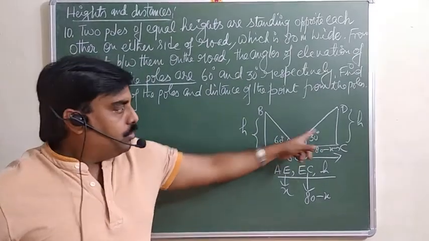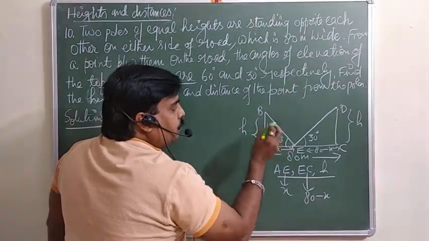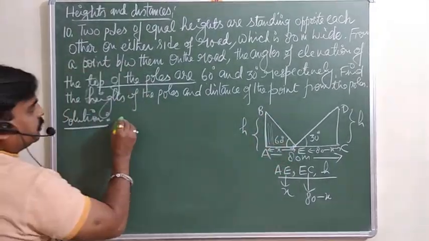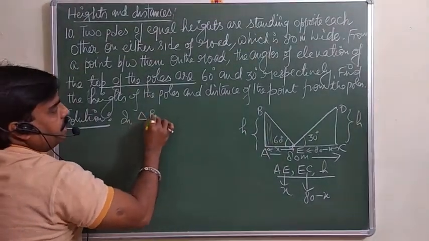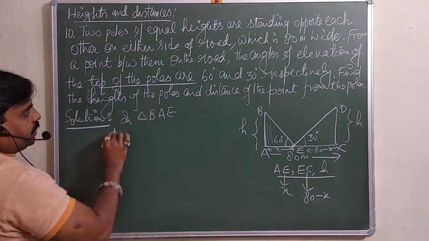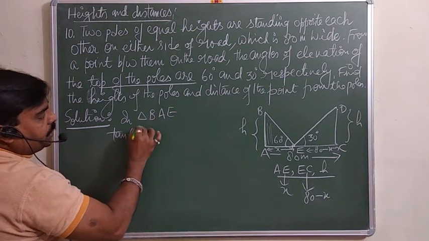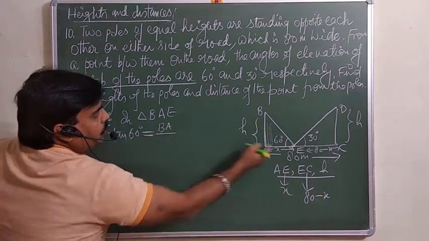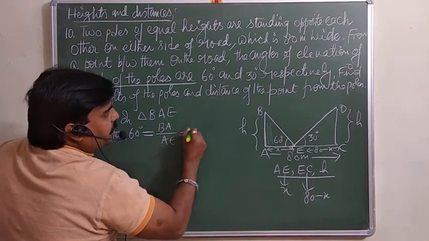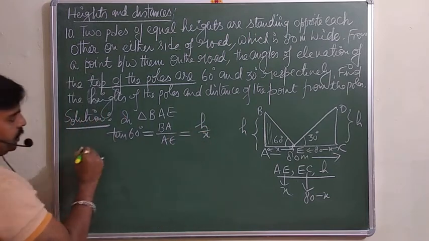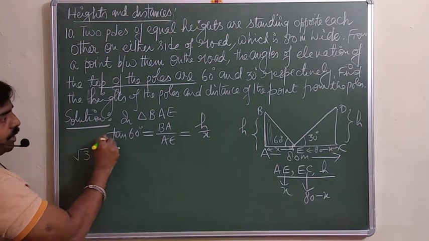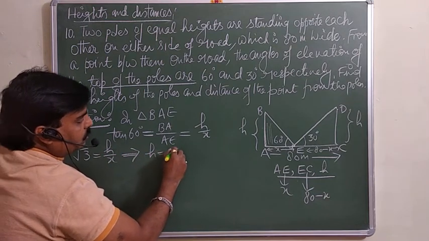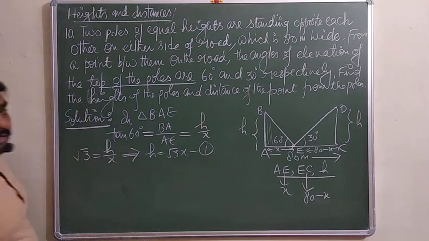Now you are supposed to take both the triangles. This side, we are interested in this one. So here you have to take the tan. So just take triangle BAE. You can take tan 60. That is equal to, for this angle, perpendicular BA over base AE. So you can say this is h over x. But tan 60 means root 3. This is equal to h over x. So here you will get h is equal to root 3 x. This is your equation 1.